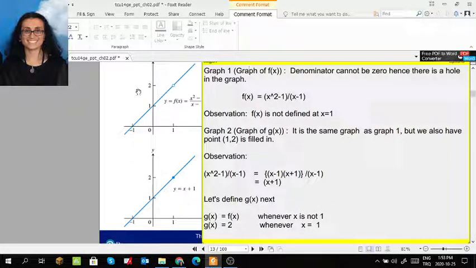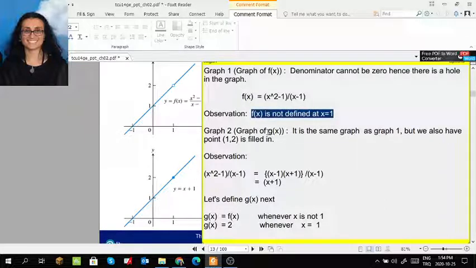Okay, so this one is the graph 1. This is the graph of f. Here, the denominator can never be 0. So this is the function f. The denominator shouldn't be 0. It is 0 at 1. That's why this function is not defined at 1. Okay, observation, f of x is not defined at 1.